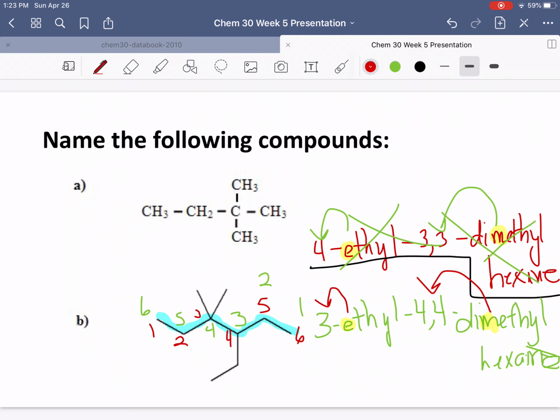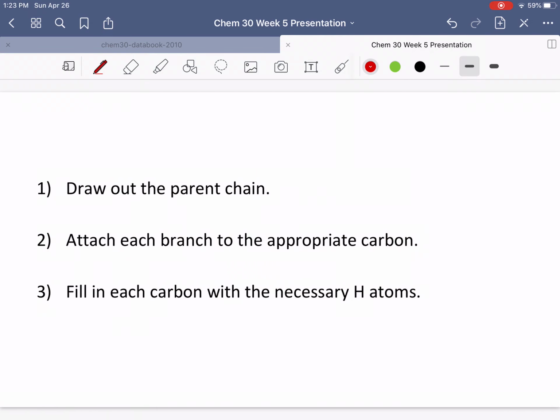Okay, here we go. Let's look at some drawings. When you draw these, here's a step-by-step helpful thing, and I've been mentioning this already: draw that parent chain first. Then, after you've drawn the parent chain, attach the branches, which are the prefixes. Very last step is to fill in the hydrogens. Otherwise, you could end up making a carbon bond more than 4 times, and we don't want that. It can only bond 4 times.